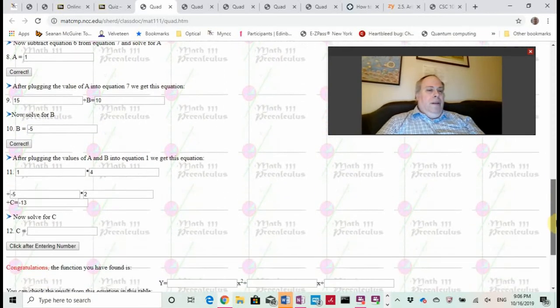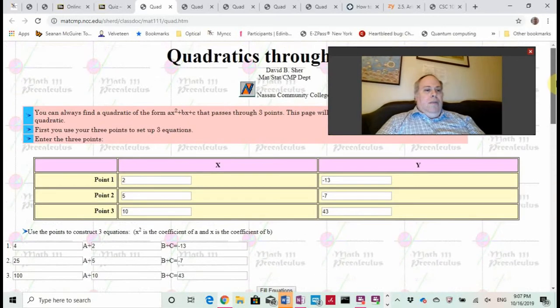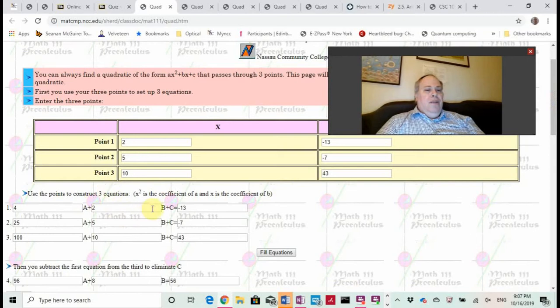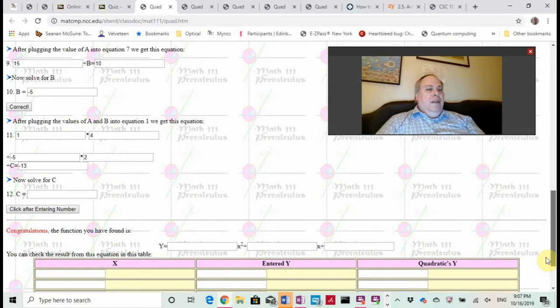So now I get a equals 1. So I go back to the equation that says 4a plus 2b plus c is minus 13. The very first equation we got when we filled the equations. I didn't want to run this across the screen because on phones that makes it very difficult to read. So I broke it up into 3 lines. So we get 4 times a, that's 4 times 1, plus minus 5 times 2, plus c is minus 13.